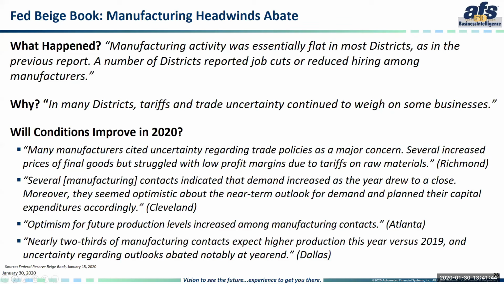Perhaps because of this agreement, many manufacturing companies surveyed in the Fed's Beige Book are a little bit more optimistic about 2020 versus the prior year. So for example, in Cleveland, there were some manufacturing companies saying they plan to increase capital expenditures next year. Atlanta and Dallas, same thing. They expect production levels to increase in 2020.